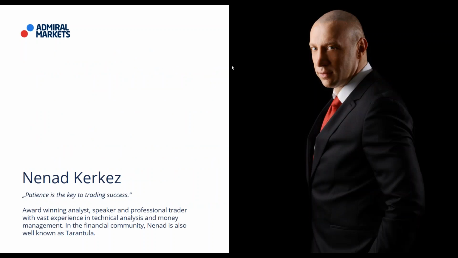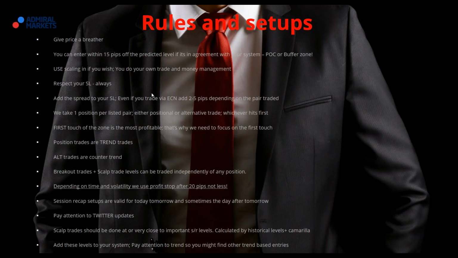This is me, and have in mind that patience is always the key to trading success. Give price a breathing room. You can enter within 15 pips of the predicted level if it's in agreement with your system. We call it POC or buffer zone. So it's very important that you understand the principle of POC or buffer zone. The zone is 15 pips, both sides.